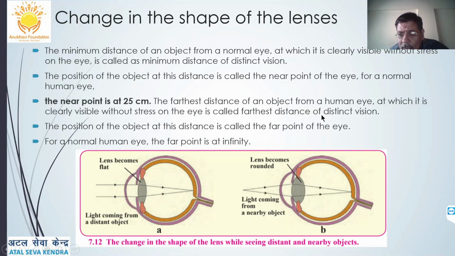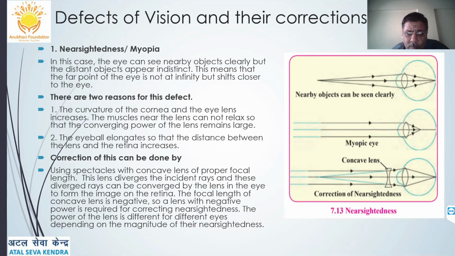The farthest distance of the object from the human eye at which it can be seen clearly without stress is called the farthest distance of distinct vision. The position of the object at this distance is called the far point of the eye, which is infinity for us. So the farthest distance is at infinity, while the nearest distance is very close by, that is 25 centimeter, the near point of the eye.